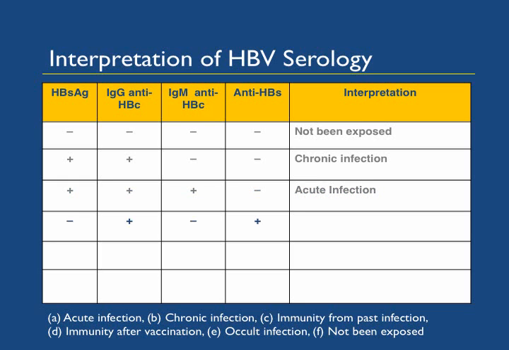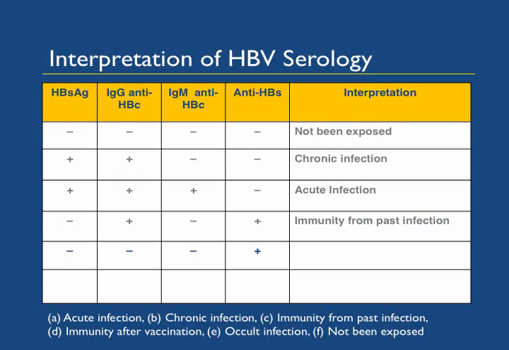We now have someone who's surface antigen negative, IgG core antibody positive, IgM negative, and surface antibody positive. So what's that? Well, that's actually someone who has immunity from prior infection. Because when you have exposure to the virus itself, you get exposed not only to the surface antigen, but also to the core antigen, so you make antibodies to both surface and core.